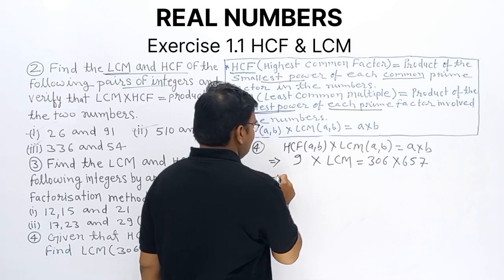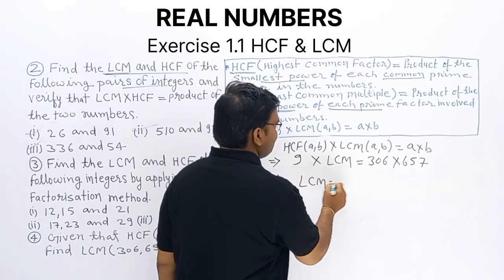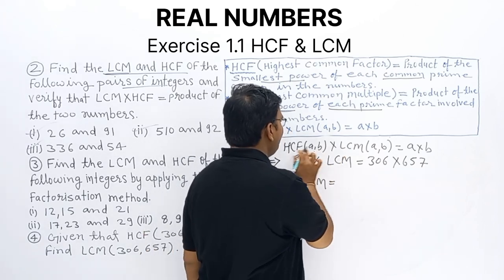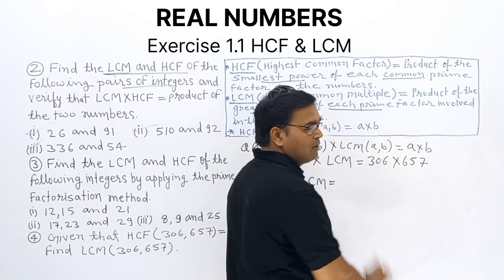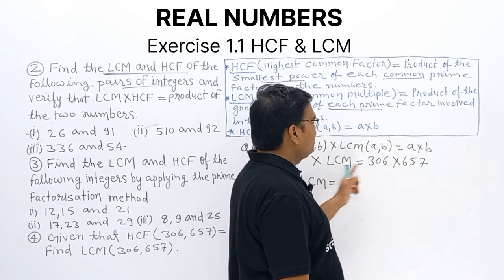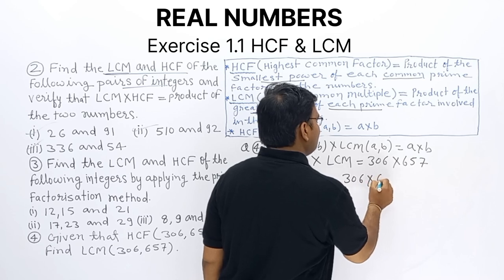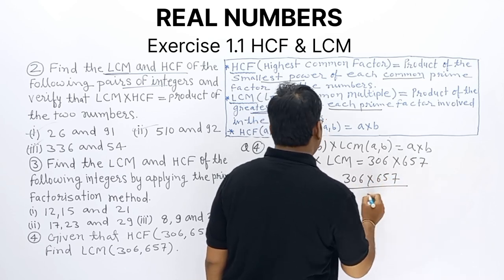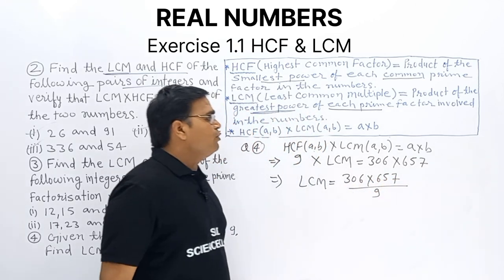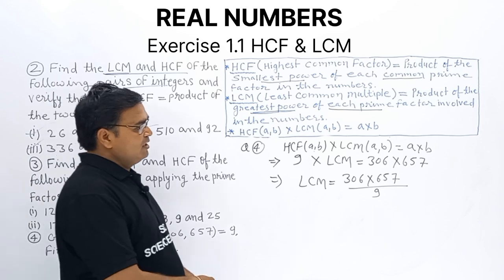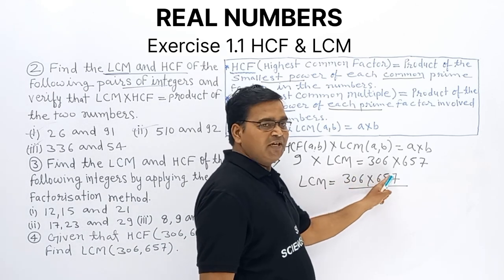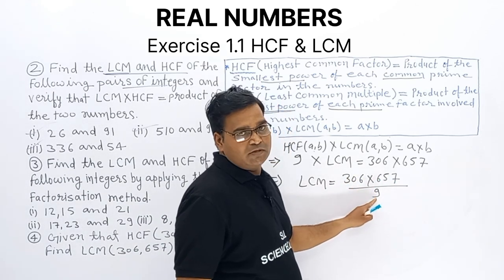657. So what will be the LCM? LCM will be the multiplication, so this will go to the denominator part. 306 into 657 divided by 9. Now solve this one. This is in the multiplication form, so we can simplify.